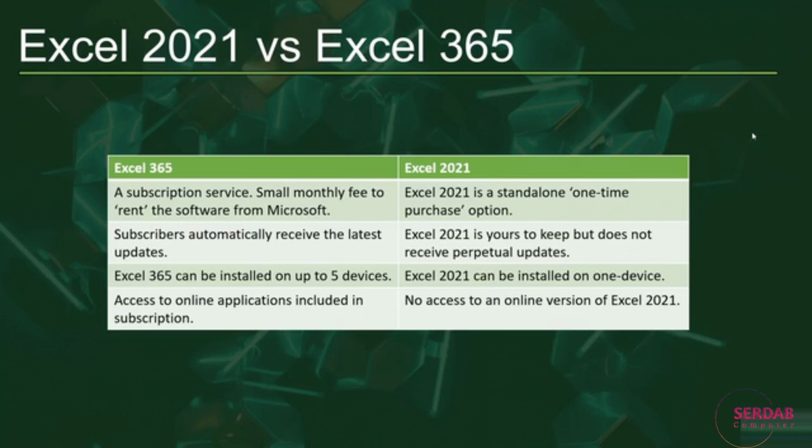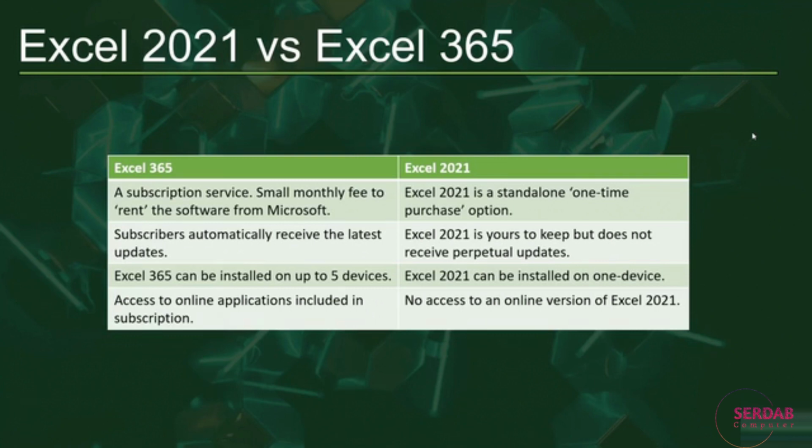Now, if you do have a subscription to Microsoft 365, as a subscriber, it means that you're automatically going to receive the latest updates directly from Microsoft. So if they make a change to Excel, that's going to get pushed out to your PC automatically. Whereas if you've purchased Excel 2021, whilst it is yours to keep and you own that software, it doesn't receive perpetual updates.